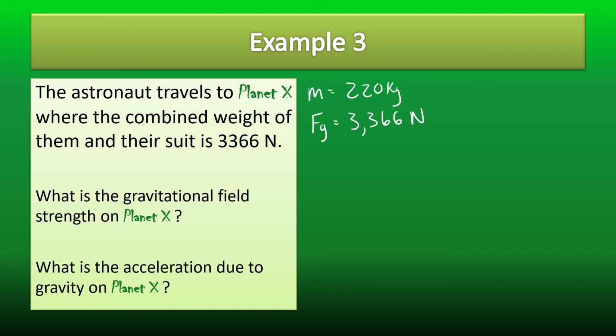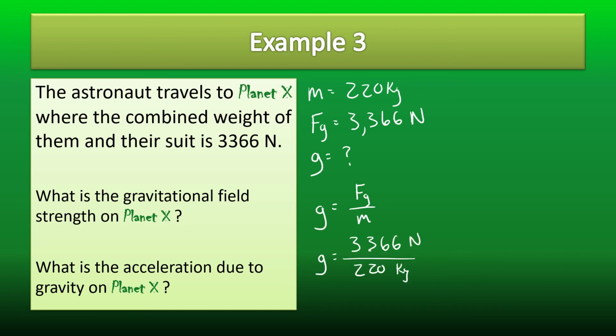So they're asking for the gravitational field strength. So you use this version, plug in your numbers, and you get a gravitational field strength of 15.3. And then what are our units? Remember, newtons per kilogram. That is for gravitational field strength.